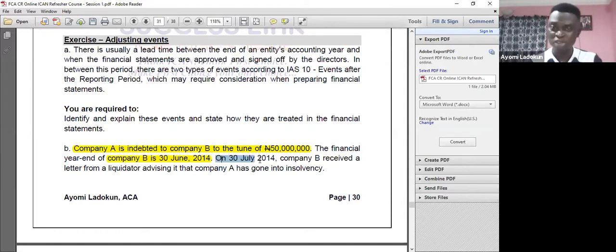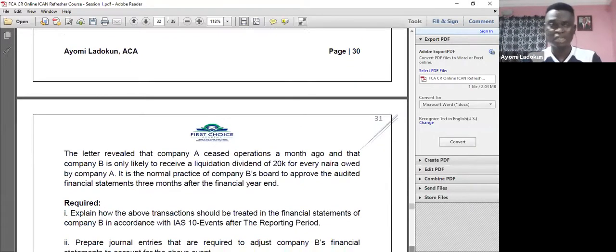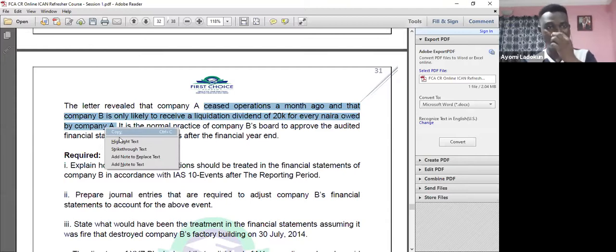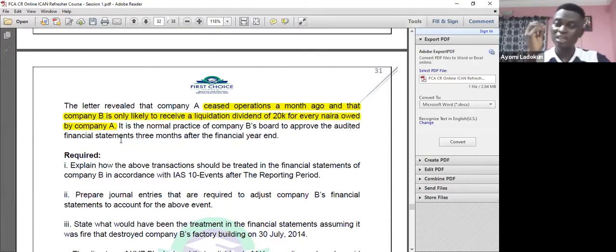On 30th July 2014, Company B received a letter from a liquidator advising that Company A has gone into insolvency. Can you see that? Just 1 month after the end of the reporting date. Then the letter revealed that Company A ceased operation a month ago, and that Company B is only likely to receive a dividend of 20 kobo for every naira owed by Company A. So out of the 50 million, I can only get 20 kobo for every naira. That's what he's saying.